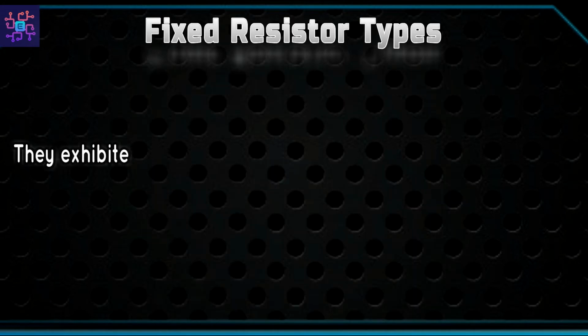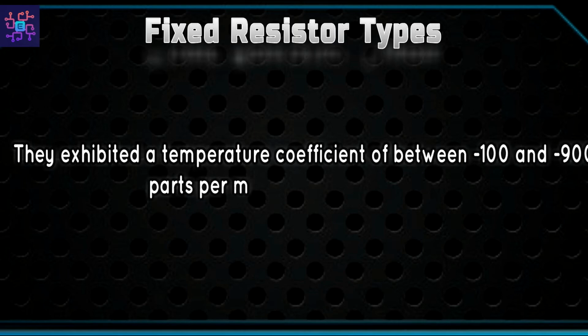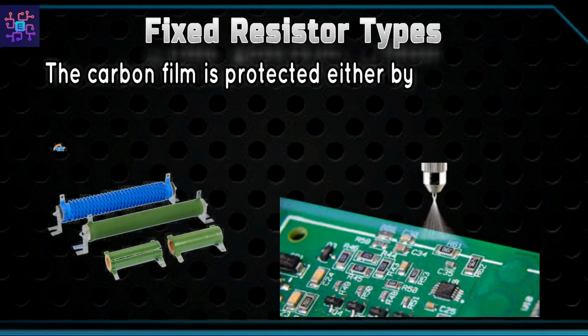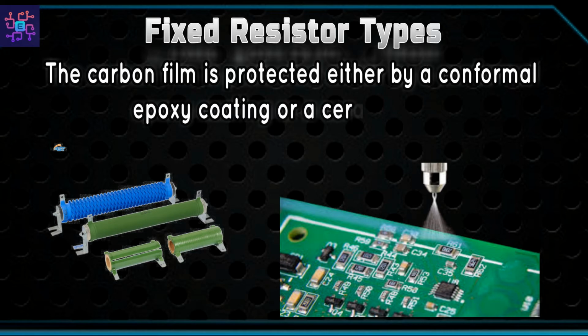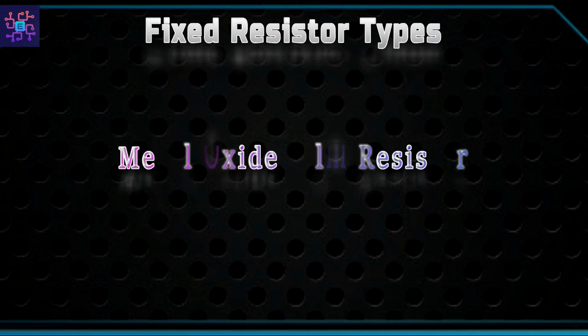They exhibited a temperature coefficient of between -100 and -900 parts per million per degree Celsius. The carbon film is protected either by a conformal epoxy coating or a ceramic tube. Next is the metal oxide film resistor.